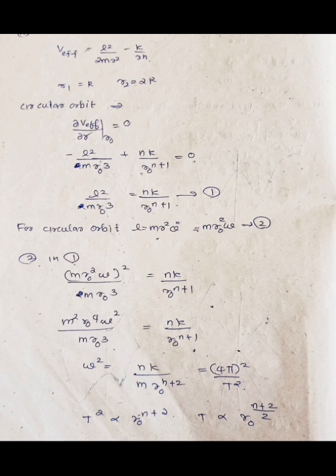That is equal to 4π² by T², that is T² is proportional to r0 raised to n+2, that is T is proportional to r0 raised to (n+2)/2, that is T is proportional to r0 raised to 1 + n/2, that is T2 by T1 is equal to (r2 by r1) the whole raised to 1 + n/2, that is T2 by T1 is equal to (2r by r) the whole raised to 1 + n/2, which is equal to 2 the whole raised to 1 + n/2. So this is the answer.